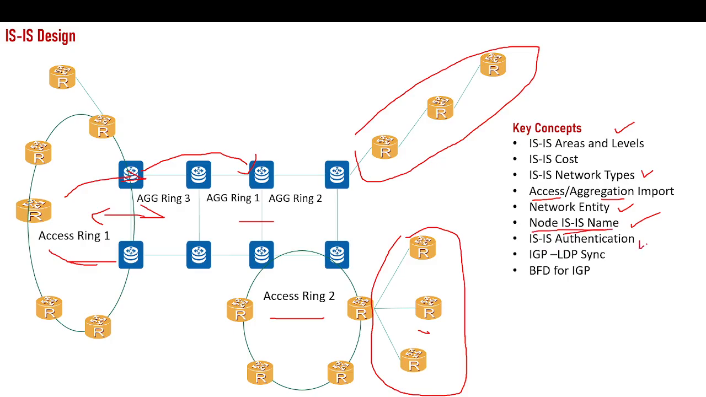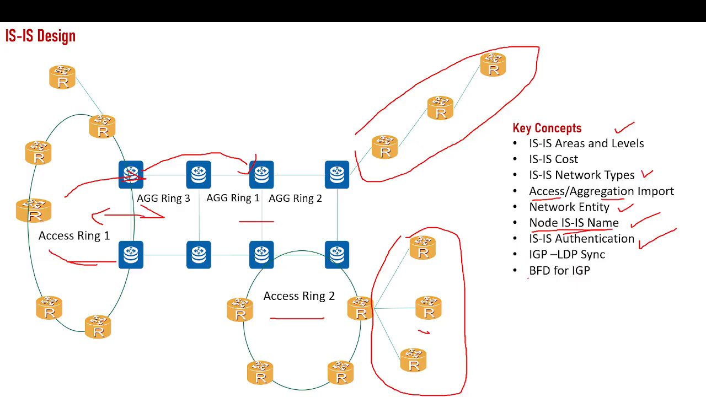Then authentication. Nowadays, we are always talking about network security. Are you implementing authentication for this ISIS protocol? And which method are you going for? Are you using the simple one? Are you using MD5? Are you going to use keys? And which one? Are you going to do domain authentication, area authentication, or interface authentication? So these are some concepts that you need to consider.